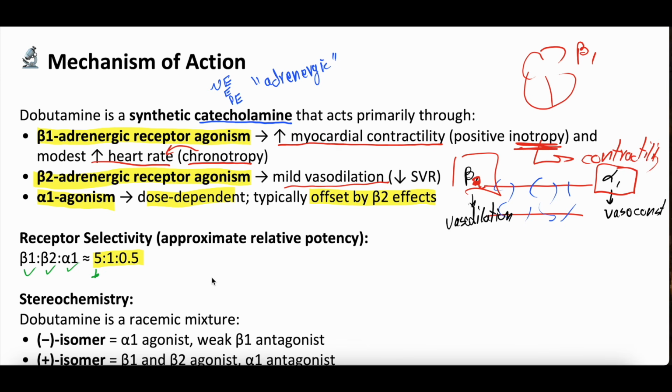Hopefully that makes sense. It's a little confusing, so let us know if you have questions in the comments, but it's really about receptor selectivity and sensitivity, kind of that potency, and it most potently affects beta-1. Next potency affects beta-2, and then there's just a slight amount of effect on alpha-1.